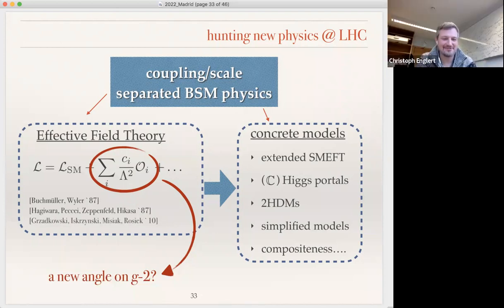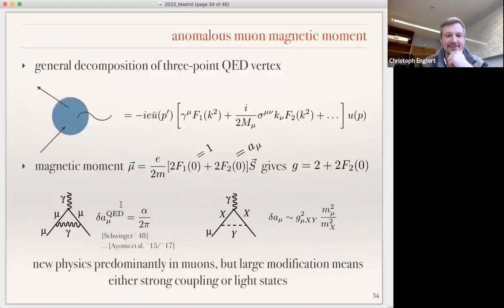Well, I'll say a few words about G-2, and obviously the anomalous magnetic moment is part of this dimension 6 Lagrangian here, so it is an interesting quantity in its own right to study. It really boils down to looking at the general 3-point QED vertex, and you have the normal vectorial interaction, the G-2 type of interaction, and on top of that, in chiral gauge theories, you have additional contributions. The magnetic moment can just be looked at by evaluating this F2 form factor at zero momentum transfer, whereas the electric charge is determined in the Thomson limit.